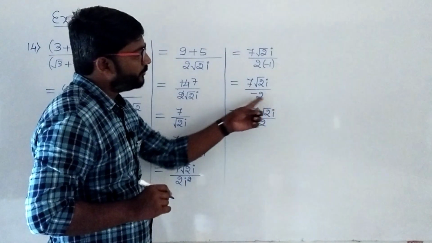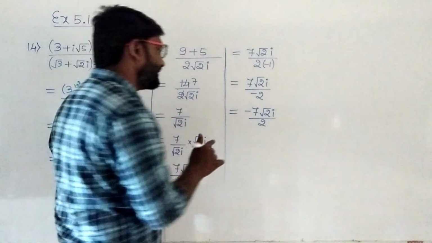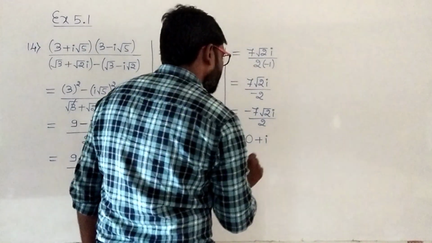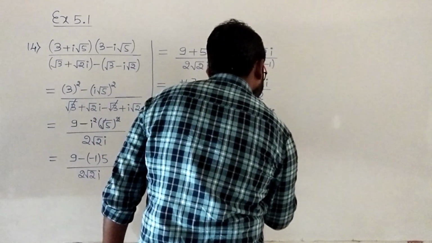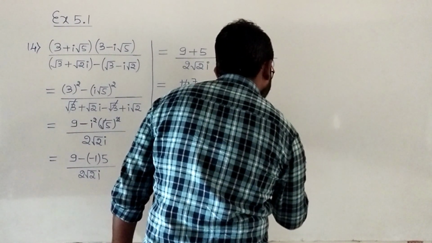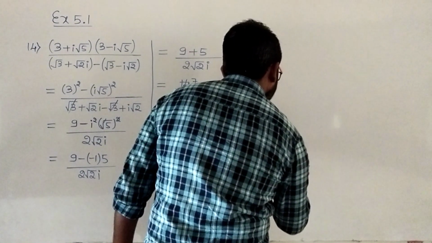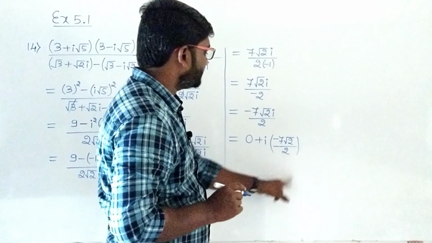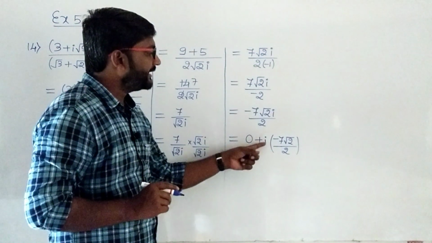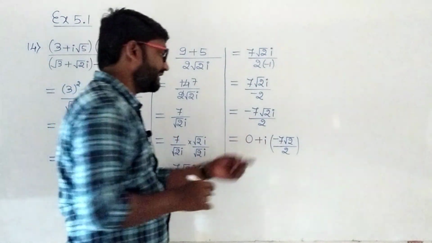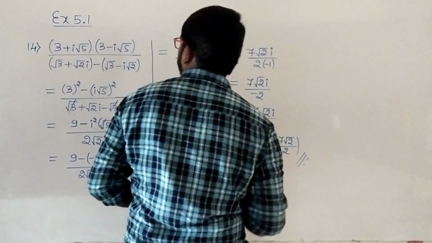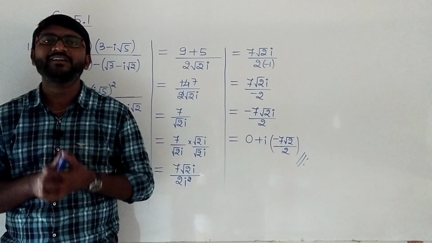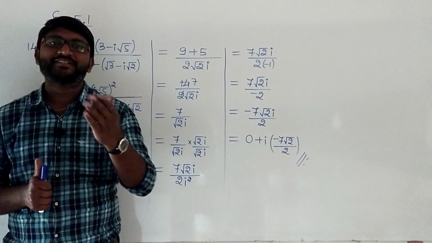So here we have only the imaginary part. That means the real part is missing. So I write 0 plus i into minus 7 root 2 by 2. Minus 7 times root 2 by 2 is the coefficient of i. So this is the required answer for the 14th problem. So with this we have completed exercise 5.1. In tomorrow's class we'll continue with the next concept. Thank you.